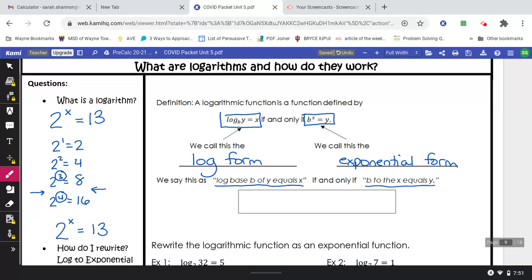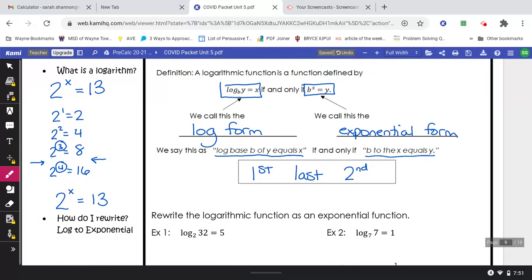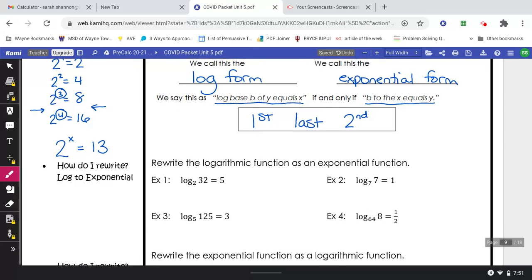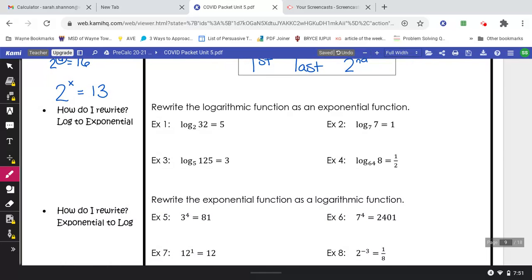So there's a little phrase that helps us go back and forth between forms. It's called first, last, and second. So we're just going to practice using that little phrase in order to go back and forth from log form to exponential form. Our first set of problems, examples 1 through 4, ask us to rewrite the log function as an exponential function. So when you go from a log to an exponent, you have to make sure that you get rid of the log. So there will be no more log.